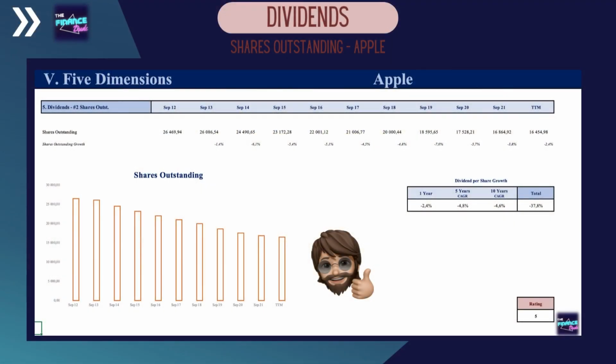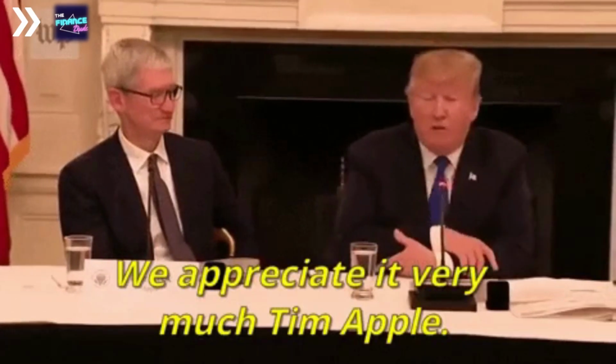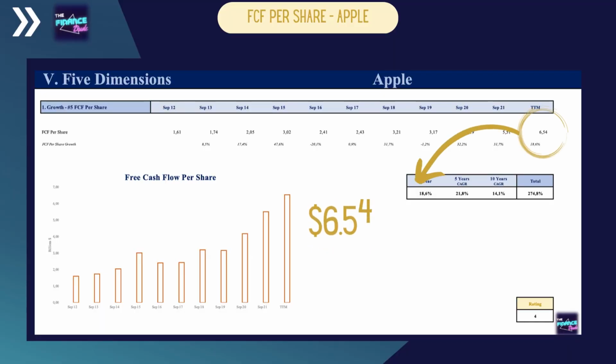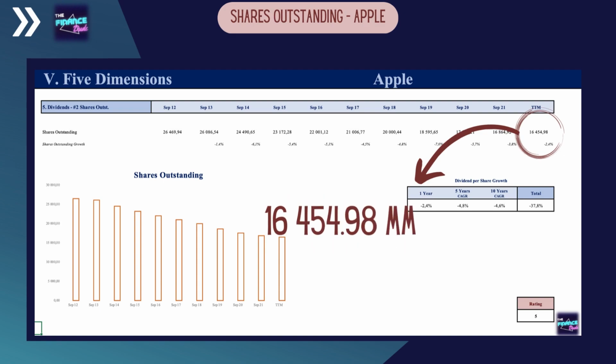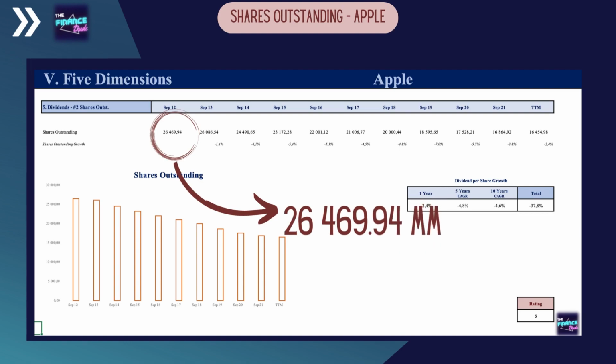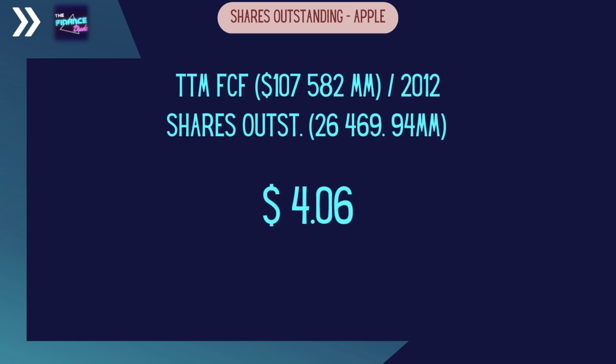Apple has been a real-life example of buying back its shares. As a result, investors have seen their investment flourish, not only due to the profits growth, business model, and management execution but also due to the shares buyback programs. Apple currently has $6.54 of free cash flow per share, and the total number of shares outstanding is 16,454.98 million. Assuming that it maintained the outstanding shares count at the 2012 level, or 26,469.94 million shares, and didn't engage in any share buyback program, we get a free cash flow per share of $4.06, 38% less than the actual result.